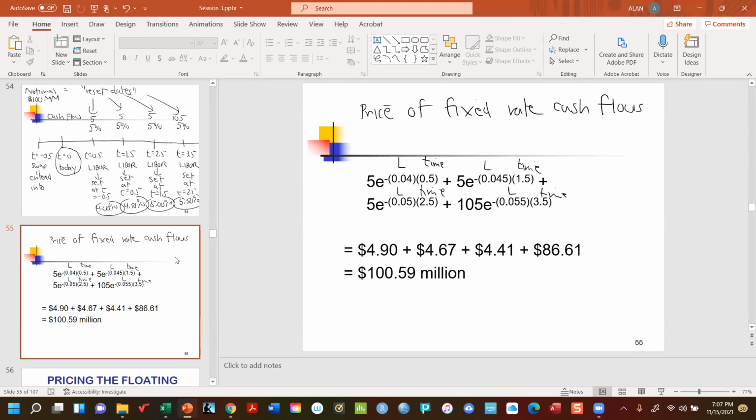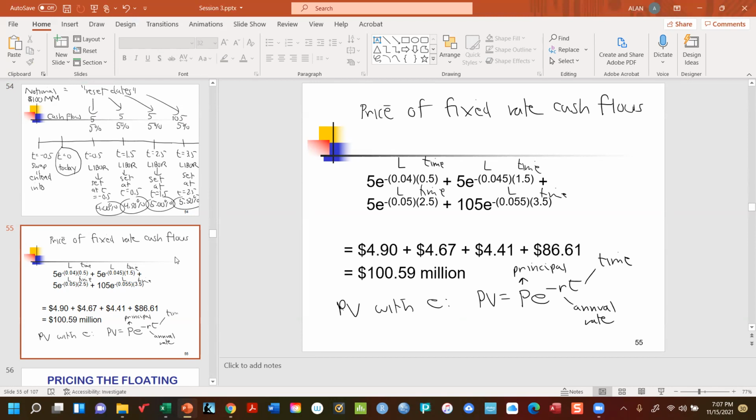Now, when you calculate the present value with e, the present value equals the notional principal, I'll call that P, e to the minus RT. This is the principal. This R, of course, is the annual rate. And this T is the time in years. That's how you calculate it, and you notice that's what's happening here.